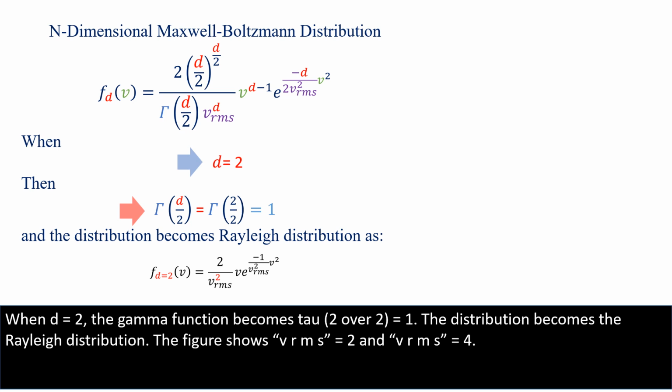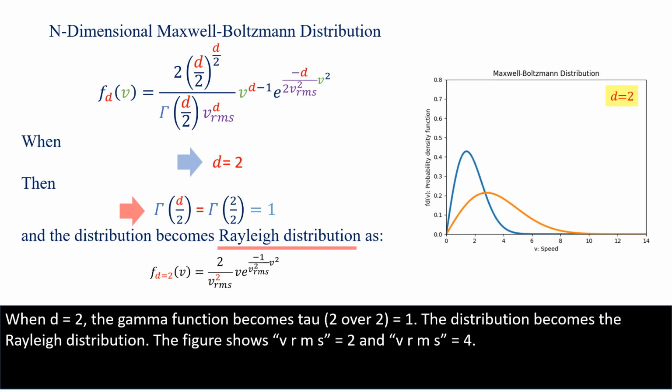When d equals 2, the gamma function becomes tau(2/2) equals 1. The distribution becomes the Rayleigh distribution. The figure shows VRMS equals 2 and VRMS equals 4.